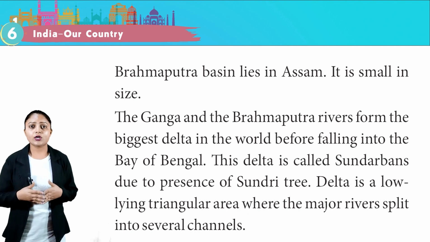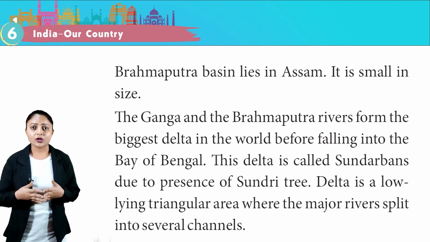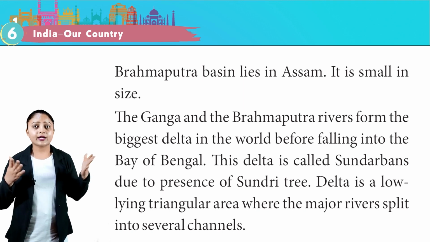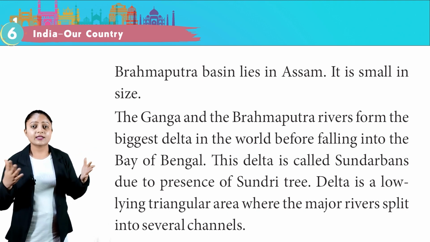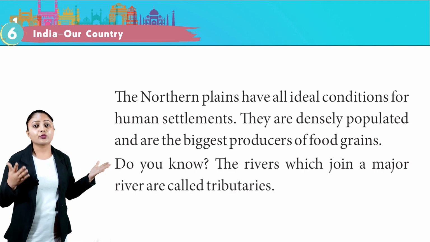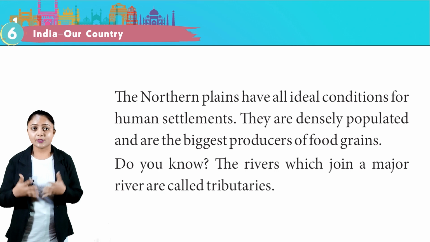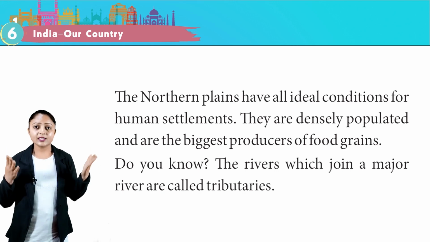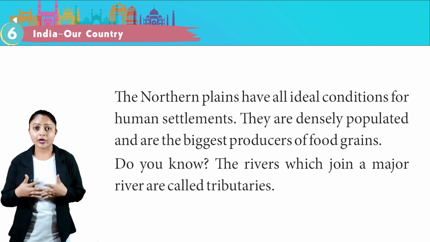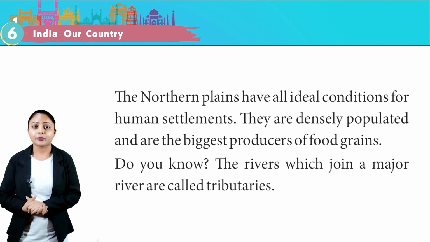This delta is called Sundarbans due to the presence of Sundari tree. Delta is a low-lying triangular area where the major river is split into several channels. The northern plains have all ideal conditions for human settlements. They are densely populated and are the biggest producers of food grains. Do you know? The rivers which join a major river are called tributaries.